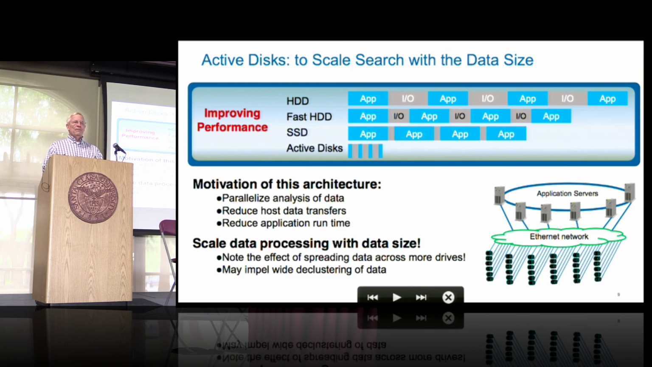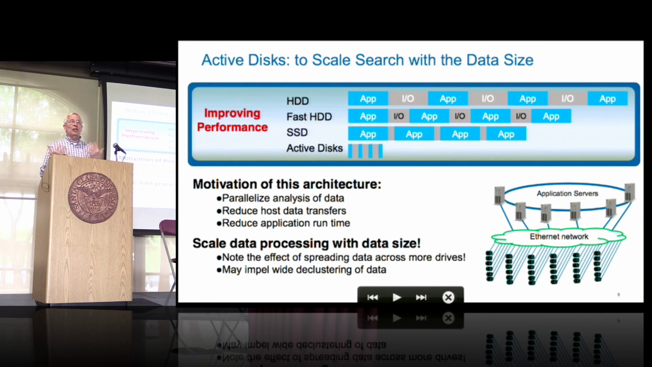You read all the data, but only give me the ones that have this unit number and this year in it, right? So now, instead of coming to the host all 3 billion records, you're going to get 3,000 records, and you've reduced the amount of data that flows into the host and that has to be processed by the application to an infinitesimal fraction of what would have to otherwise be processed by the host. That's the idea behind active disks.